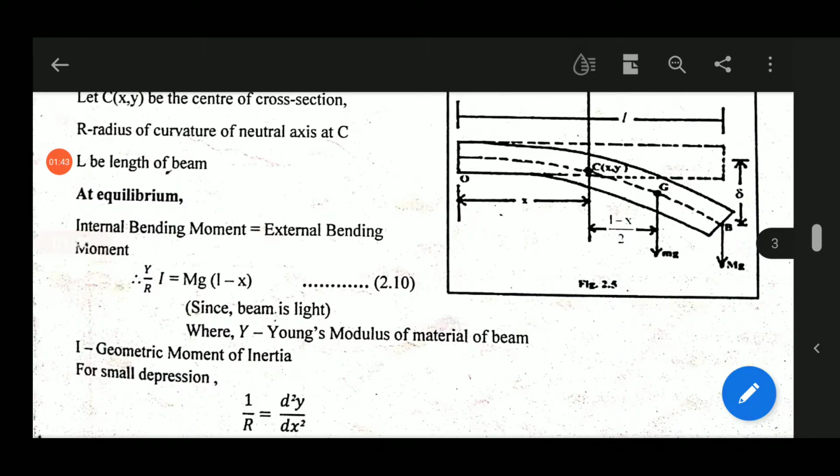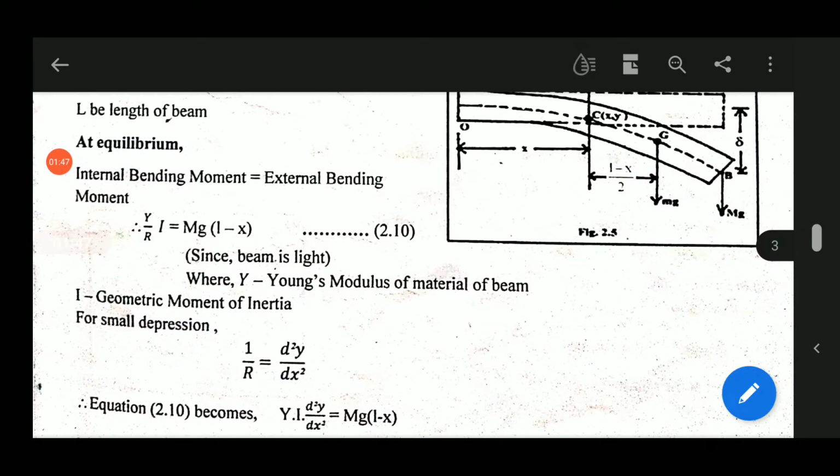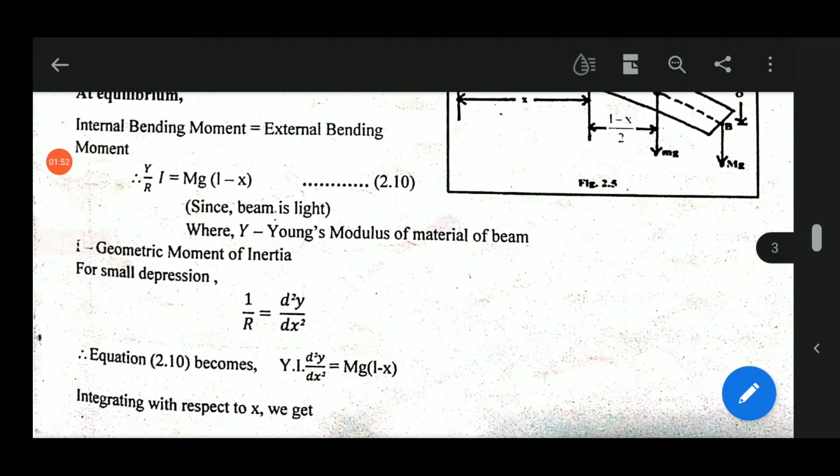So for a small deformation, 1 upon R is equal to d square y upon dx square. Putting this in the second equation, Young's modulus multiplied by the geometric moment of inertia into d square y upon dx square is equal to mg into (L minus x).